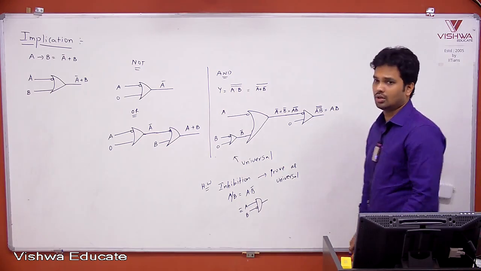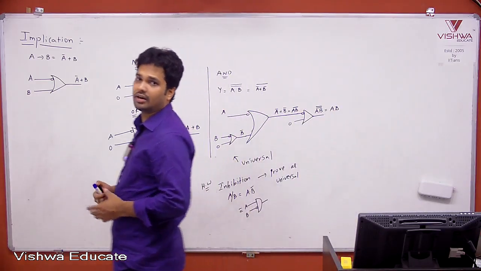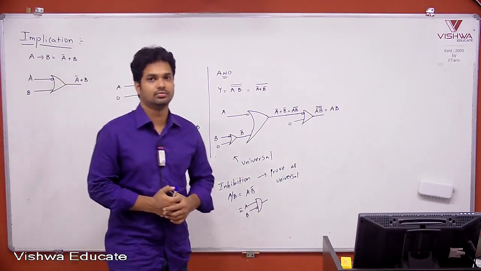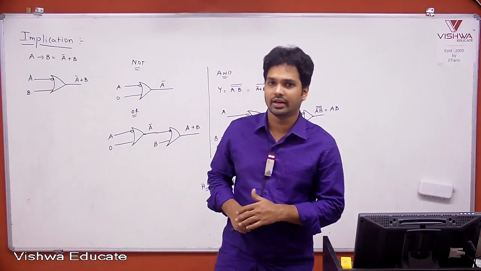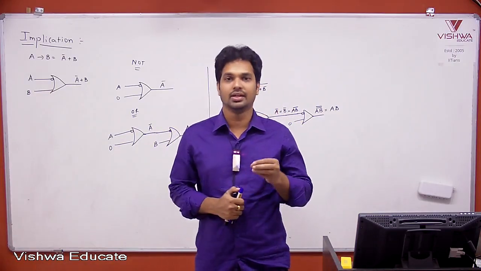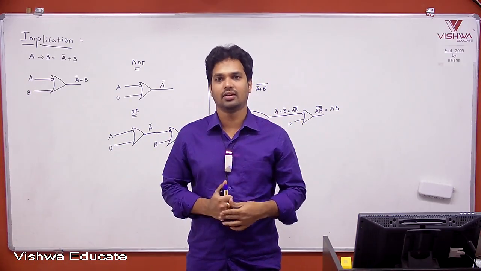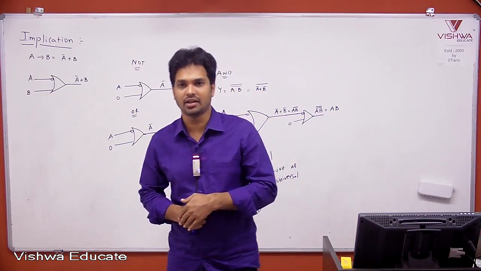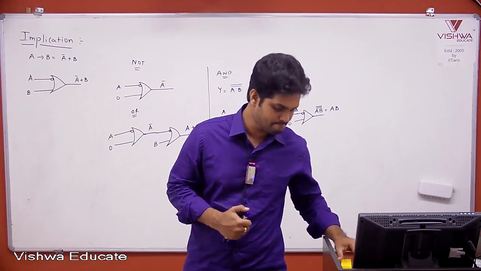Okay. Now it is proved that implication and inhibition gates are universal gate. Okay. Now the last two gates, what are they? They are special function gates. Keep the heading. Next heading, special function gates.